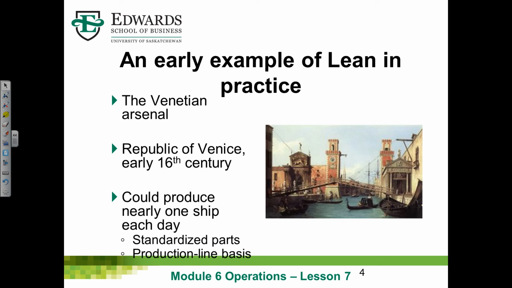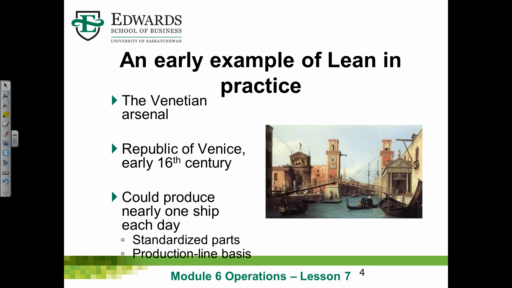But the earliest example I've been able to find from the history of lean is from about 500 years ago. The Republic of Venice in Italy was producing these huge ships for the Venetian arsenal. So these really large ships that were sailing around the world and would be involved in shipping things from point A to point B, and obviously involved in some of their wartime activities as well.